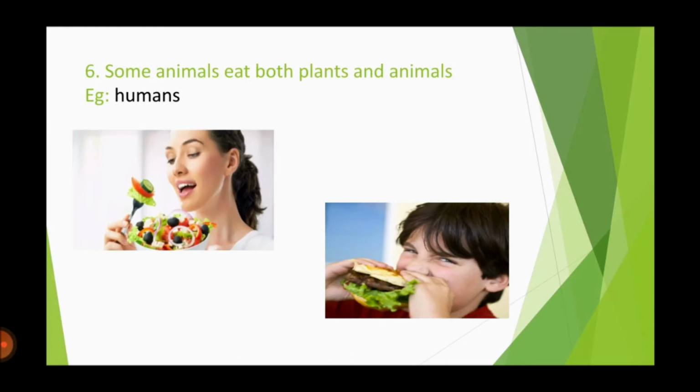Some animals eat both plants and animals. We humans are the best example of that: we eat meat and also vegetables, which are plants. Some other animals, for example the crow and bear, are also omnivores, and they eat both plants and animals.